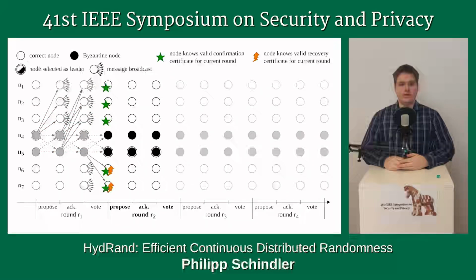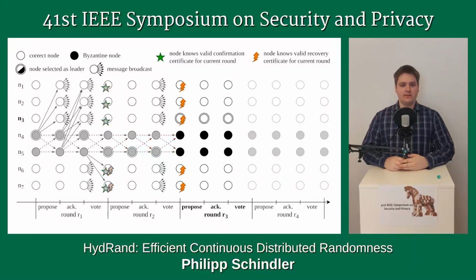In the next round, an adversarial or failed leader doesn't send any messages. Consequently, no acknowledge messages are sent out. All correct nodes vote for recovery and reconstruct the round secret using the PVSS shares.